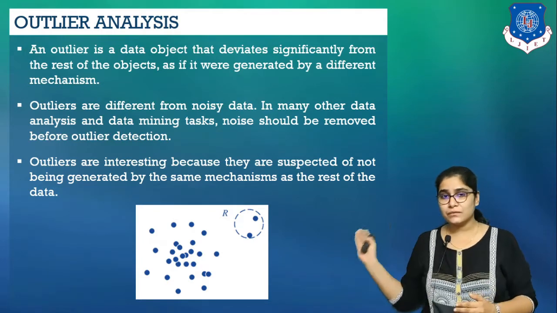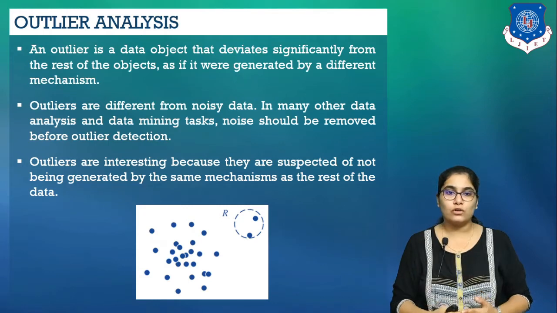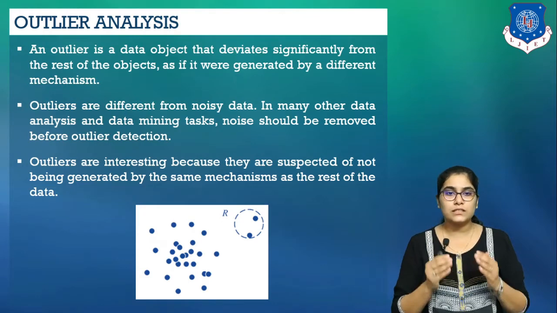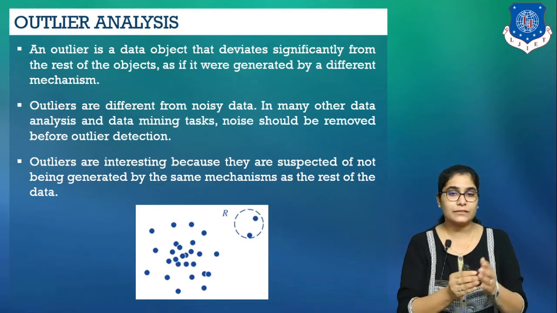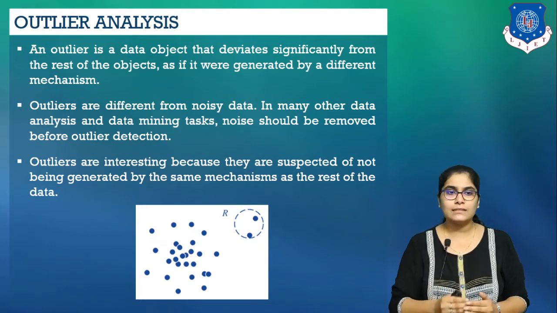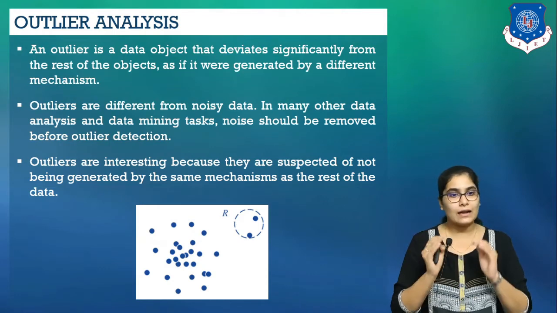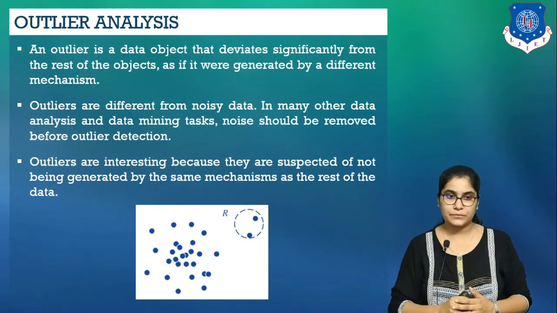Now, in the given figure, most objects follow a roughly normal distribution. However, the objects in the region R are significantly different. It is unlikely that they follow the same distribution as the other objects in the dataset, and that's why the objects in R are outliers in the given dataset.